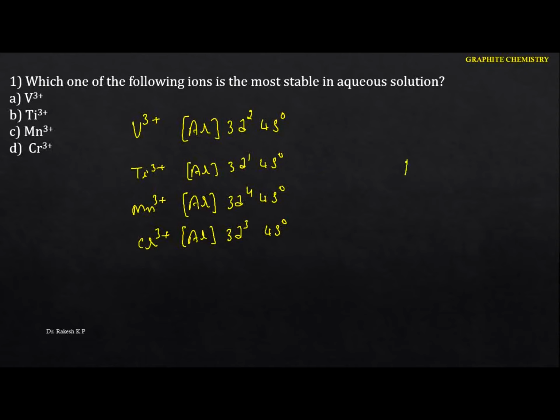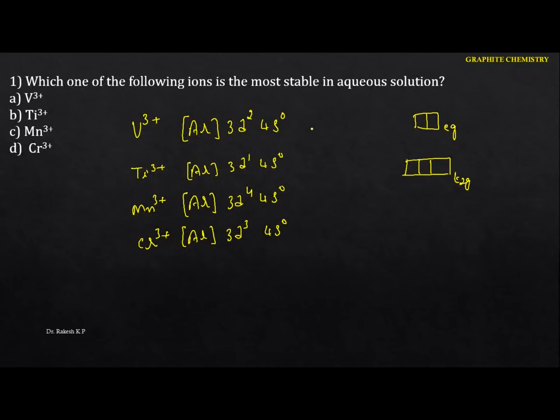We know that the d orbital splits into sets of orbitals. The three sets we call the t2g, and the two sets which occupy the higher energy level we call the eg. That means you have to identify in which case there is a completely half-filled t2g. If there is a half-filled t2g, that becomes the most stable in the aqueous solution.